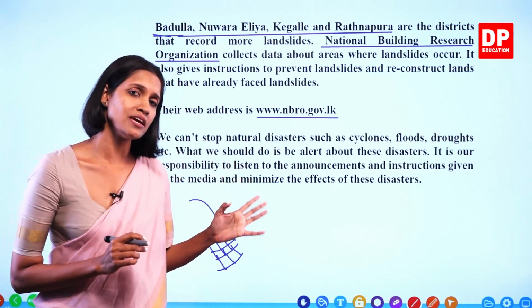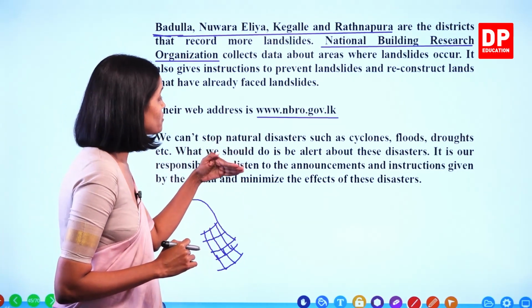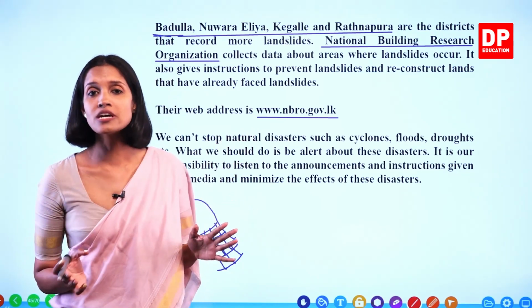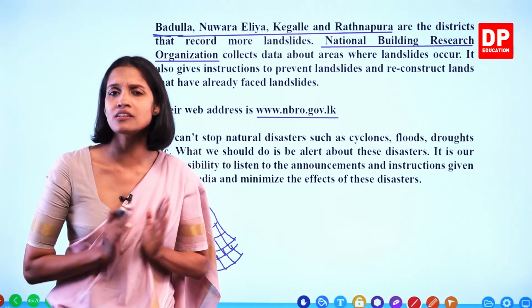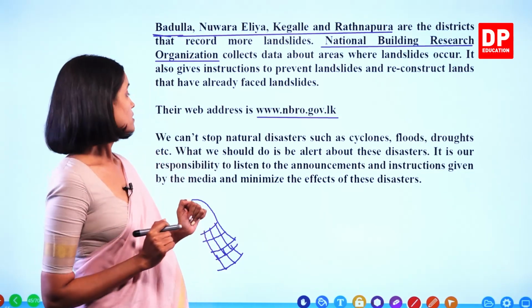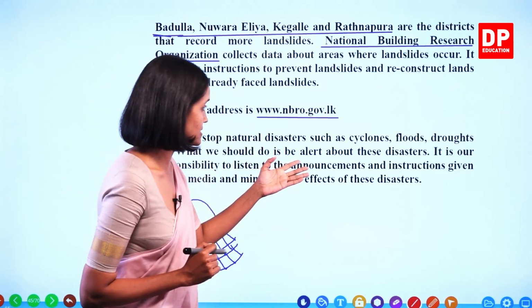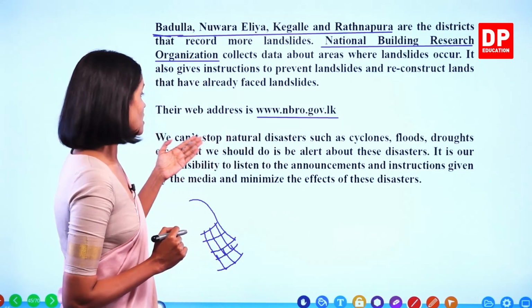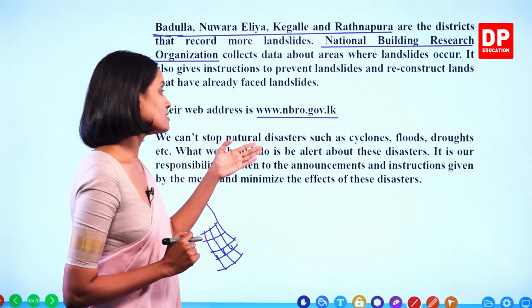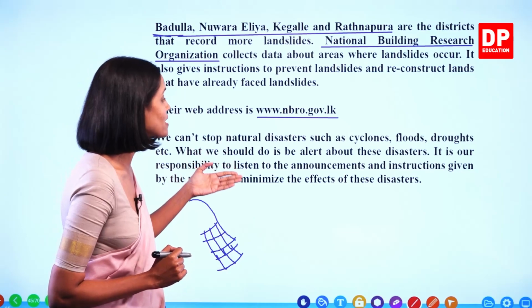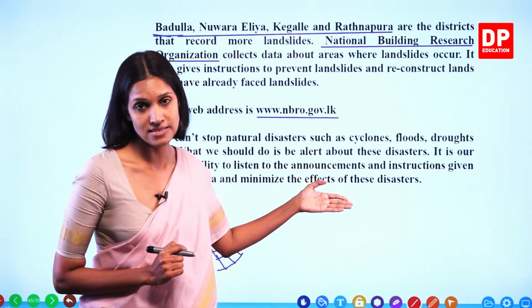So we can't stop natural disasters such as cyclones, floods, droughts, etc. Right? But at the same time, we know that some of these disasters could occur because of human activity. So those types of activities we can definitely control, right? So what we should do is be alert about these disasters. It is our responsibility to listen to the announcements and instructions given by the media and minimize the effects of these disasters.